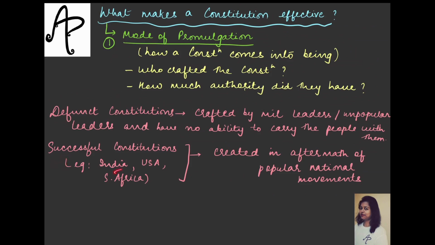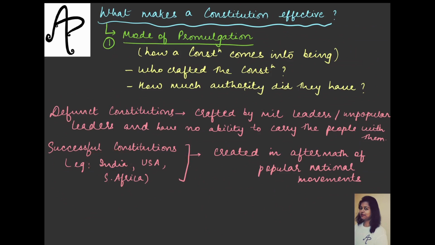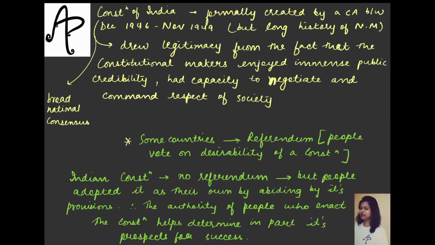For example, India, USA, South Africa. Now in these countries there is one common thing which has probably made the constitution successful, that they were created in the aftermath of popular national movements. At least we know that for the case of India, a national movement led to the creation of a constituent assembly which further drafted the provisions of the constitution. A similar kind of history has also happened for USA and South Africa. In your world history, if you study about them, you will get to know about the national movements there. So this is what we understand.